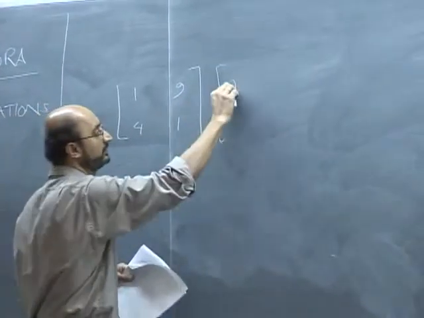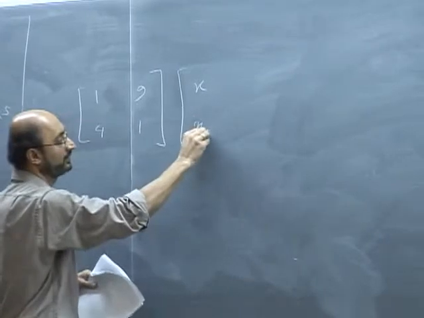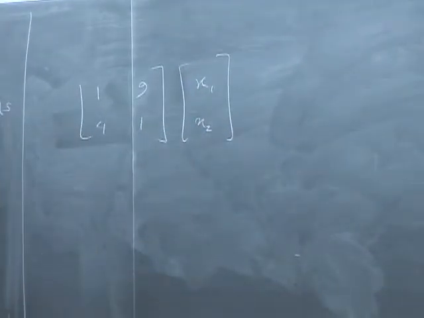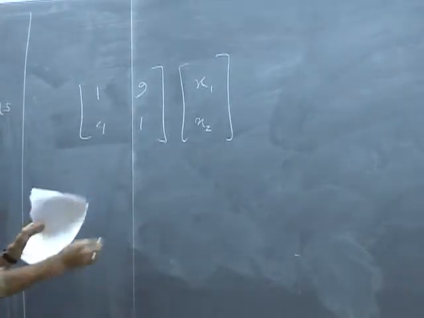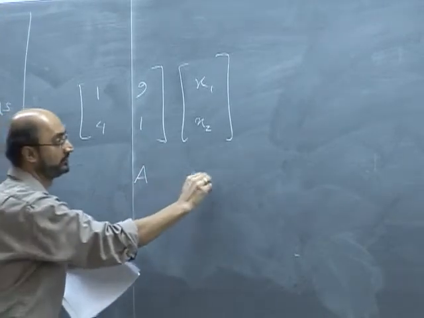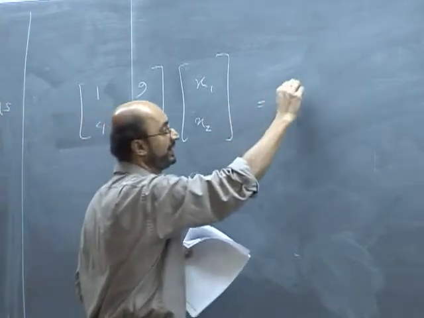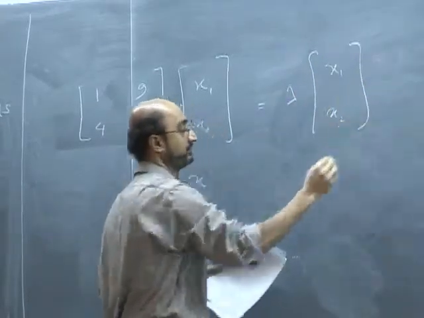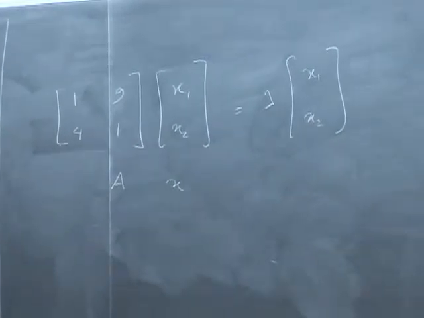So how do you compute the eigenvalues and corresponding eigenvectors for this matrix over here? We'll just write it out. We know that for some x, let's just say the vector is x1, x2. So this A times x should be equal to lambda times x1, x2. This is by definition.